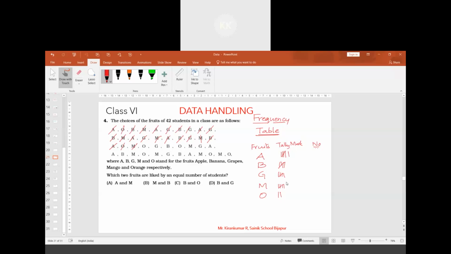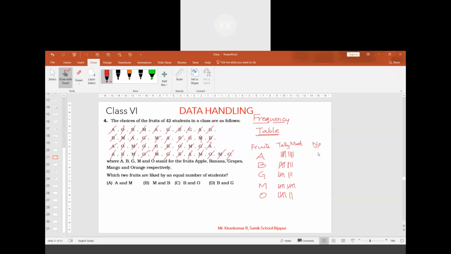O, M, O, G, B, O, M, G, A, A, B, M, O, M, G, then B, A, M, O, M, O.